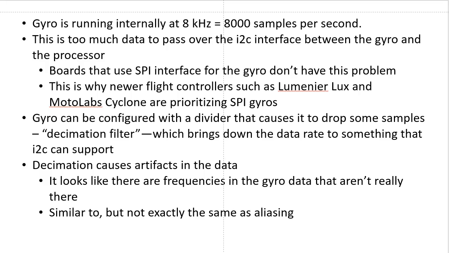Decimation causes artifacts in the data. What that means is that it looks like there are frequencies in the gyro data that aren't really there. And that matters because the PID loop's whole job is to look at the frequencies in the gyro data and decide what to tell the motors to do based on those frequencies. And if there's bogus frequencies in there, the copter will be responding to stuff that isn't really happening. So, you know, it's like a person who's on some kind of drugs and they're waving their arms in the air trying to fight off pink unicorns that aren't really there.